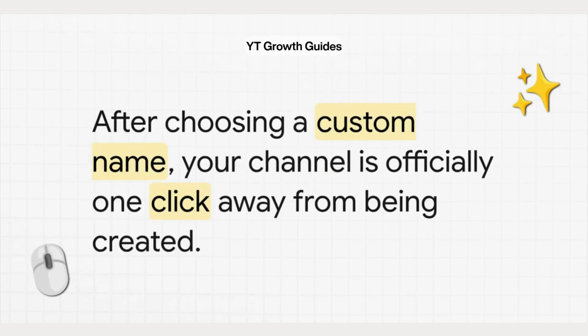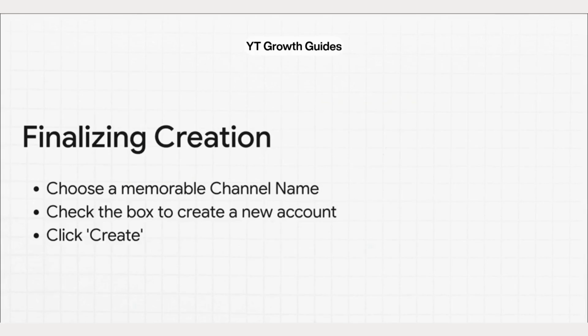So once you've decided on that custom name route, you land on the final screen. And believe it or not, your channel is officially just one single click away from existing. We are so close. This is the moment. Pick a great, memorable name for your channel, type it in, check that little box to create the new account, and then you hit that create button. And boom, just like that, you are officially the owner of a brand new YouTube channel.